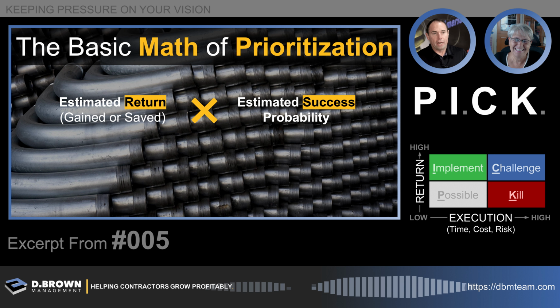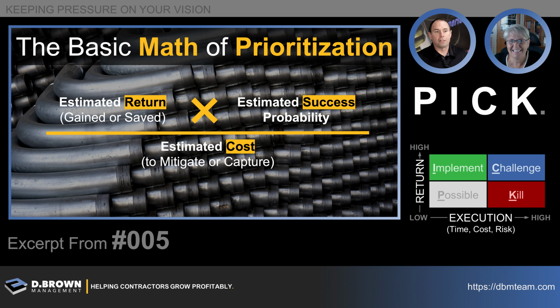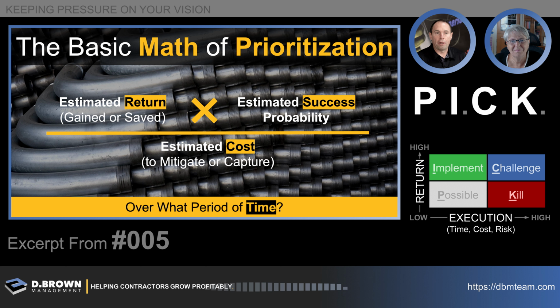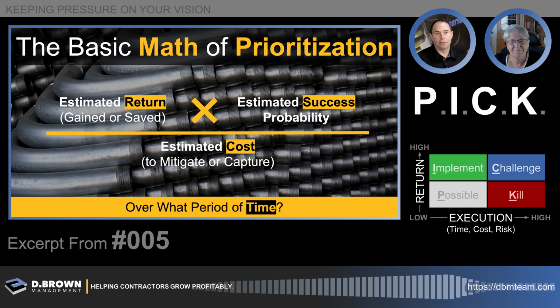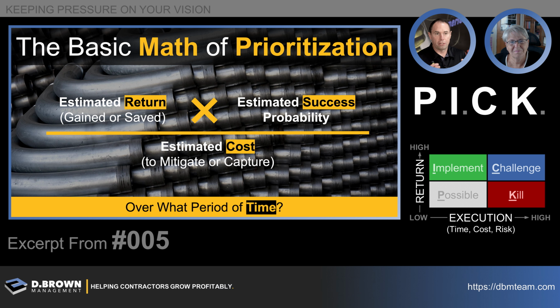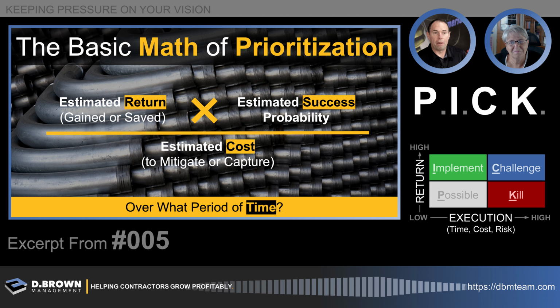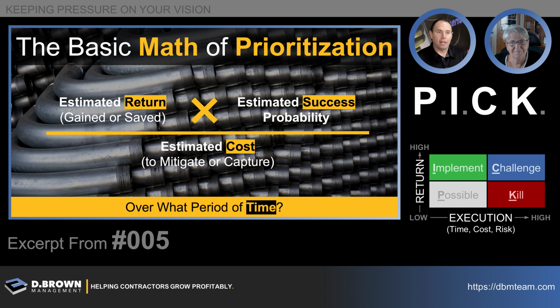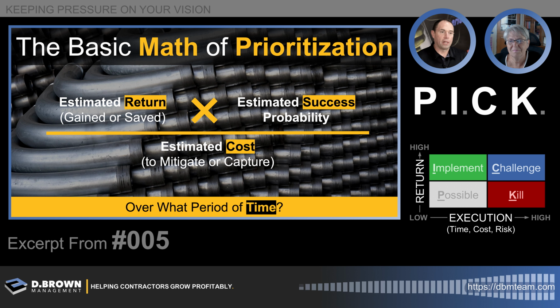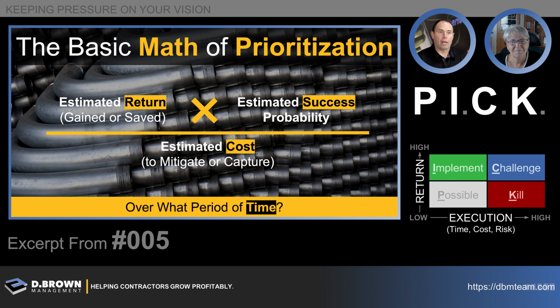And then you divide that by what's our estimated cost to mitigate or capture this. It's just like doing a business level estimate. And then you're looking at it over what period of time. A typical contractor has a return on their capital of anywhere between 30 and 40% for average benchmarks, depending on what type of contractor you are. If it has an estimated return better than that, it's a really good use of your capital. If it has an estimated return worse than that, it's probably a poor use of your capital.